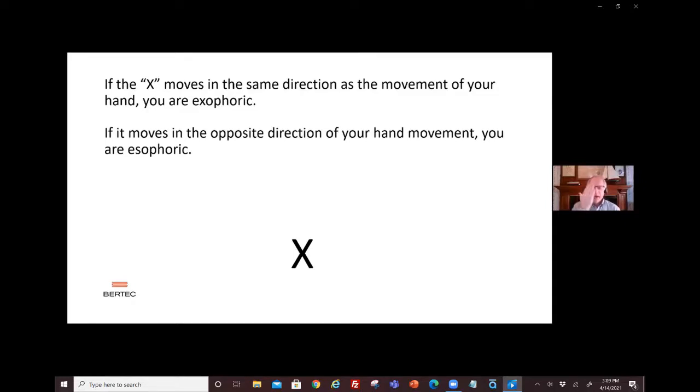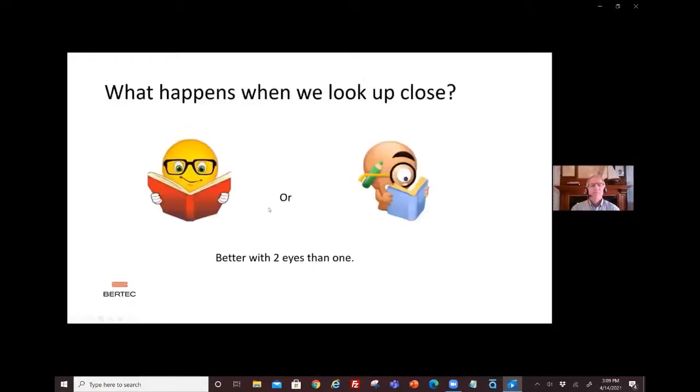So as you go back and forth, if that X is jumping, then your eyes are not lining up perfectly straight. The more it jumps, the more your eyes tend to either turn in or out. If your eyes tended to turn in, when you moved your hand from left to right, the X would actually jump in the opposite direction.